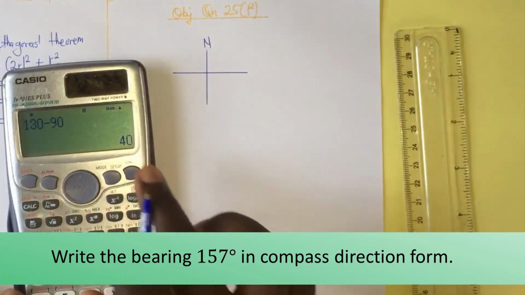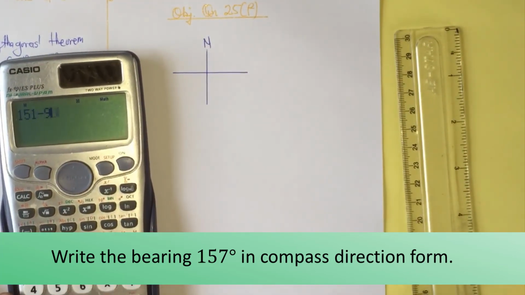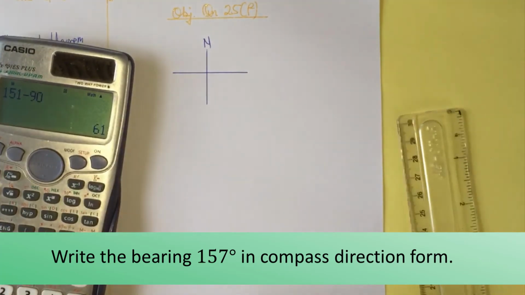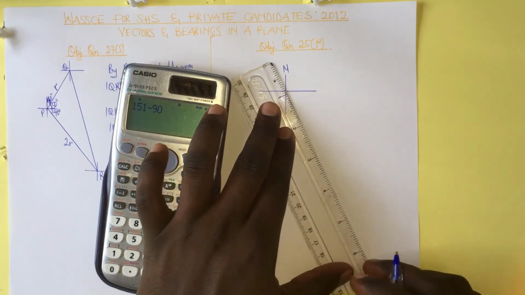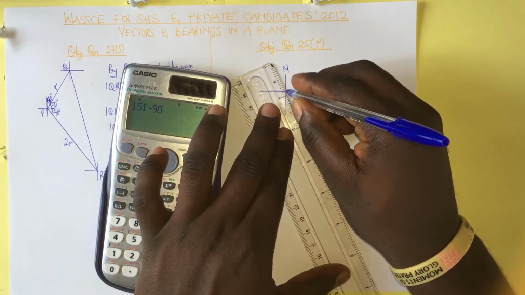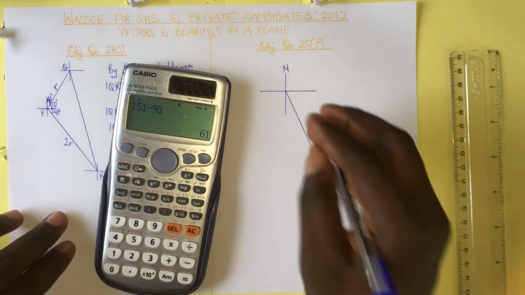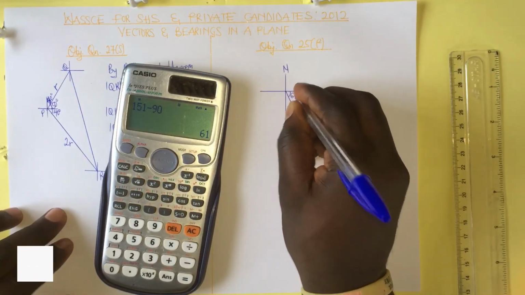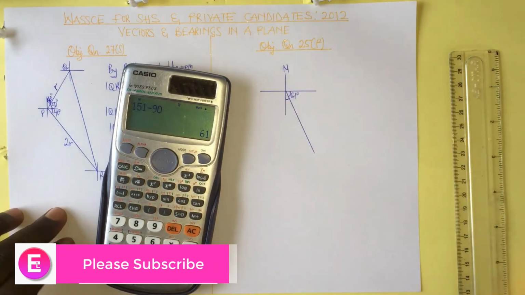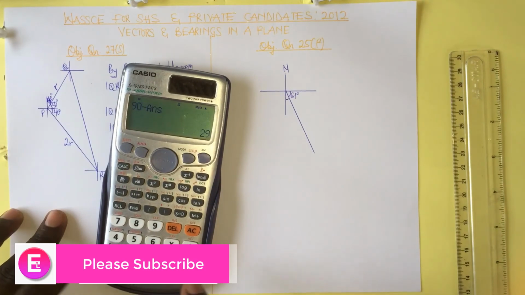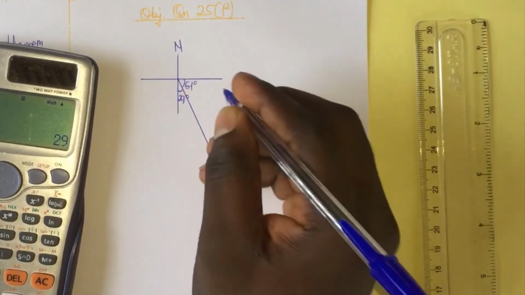So what we have to do is to subtract 90 from 151. We are getting 61. So it means we have to construct an angle of 61 here, because this one is 61 degrees. And this angle will be 90 minus 61, which is 29 degrees. Alright.